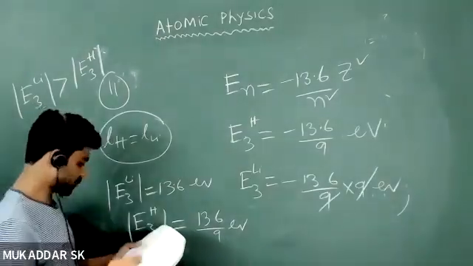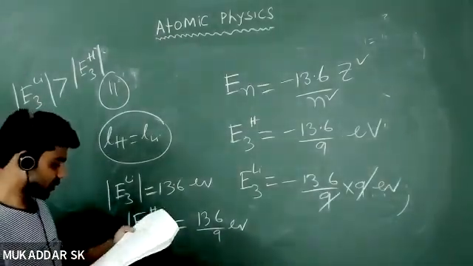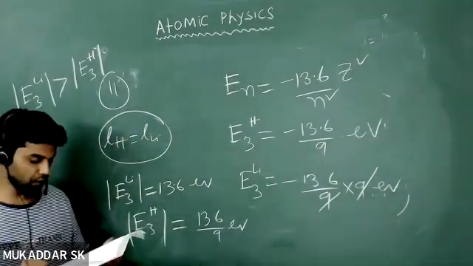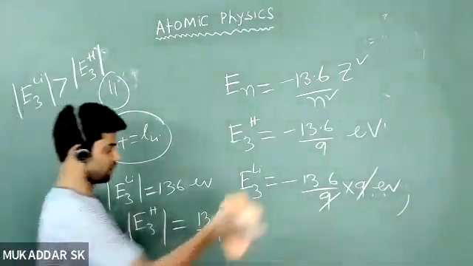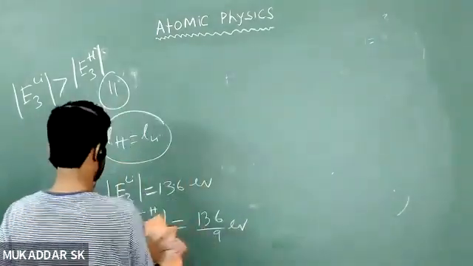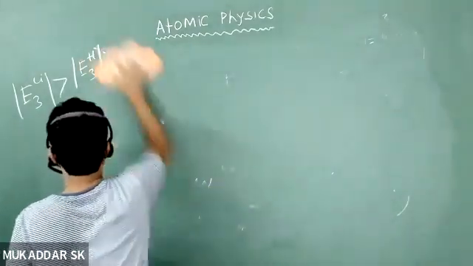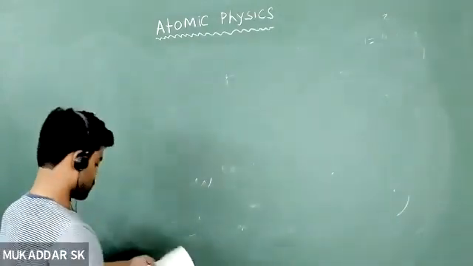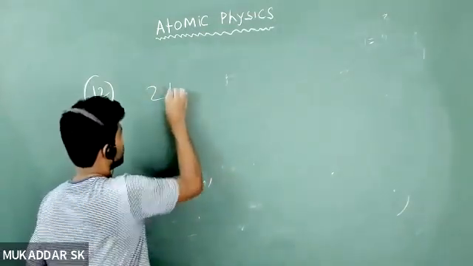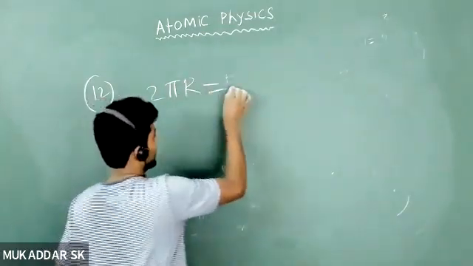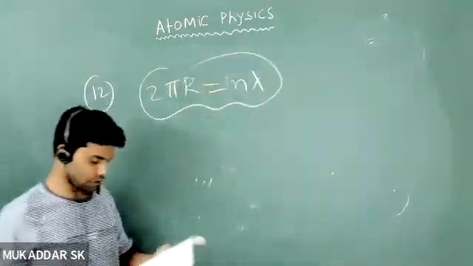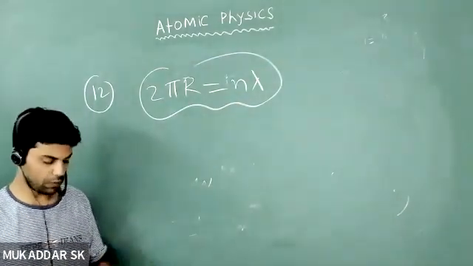Okay. The next problem is very simple. They ask about the de Broglie wavelength for an electron in the nth Bohr orbit of radius r. So very simple, right? I already discussed this. So question number 12. You know that formula. Nothing is there. 2 pi r equals to n lambda. We already have discussed this. Okay. So the correct option is A for question 12.